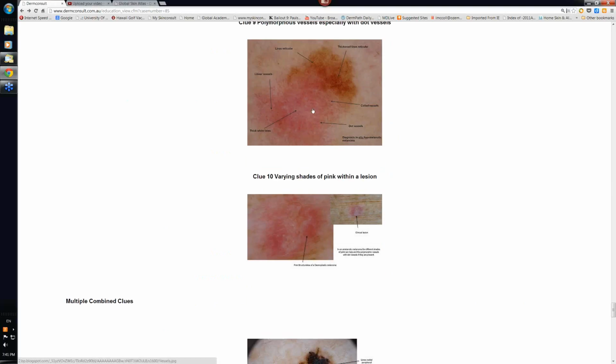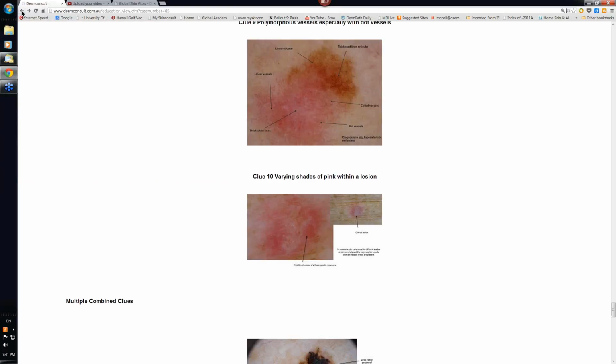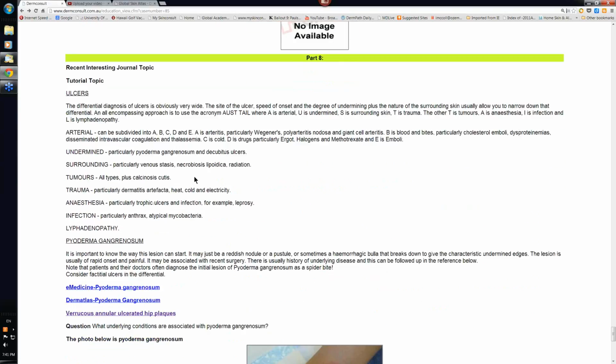Yeah, I think this was the one that was the amelanotic melanoma. Just enlarge that a bit. You need to enlarge it a bit more, but it helps to point to the different types of vessels that are seen in an amelanotic melanoma. What else did we have?